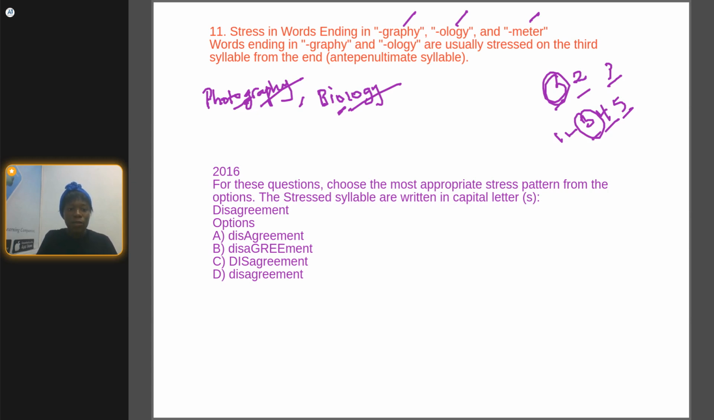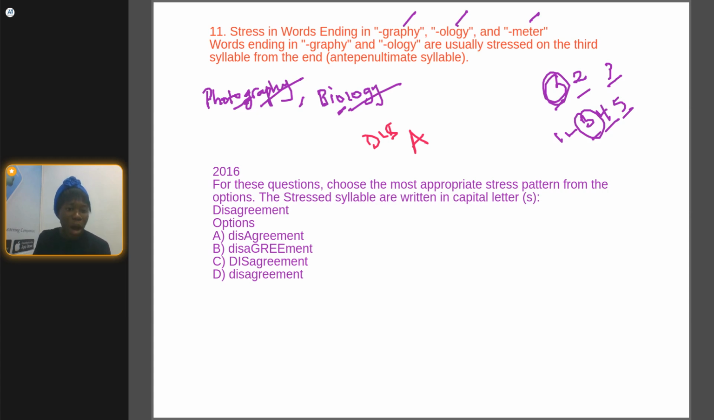If the stress is on the first syllable for you, that means your option is option C, because DIS is written in capital letters. If it is on maybe the second syllable, that means your option is option A, because A is written in capital letter. So that's how it works for word stress.